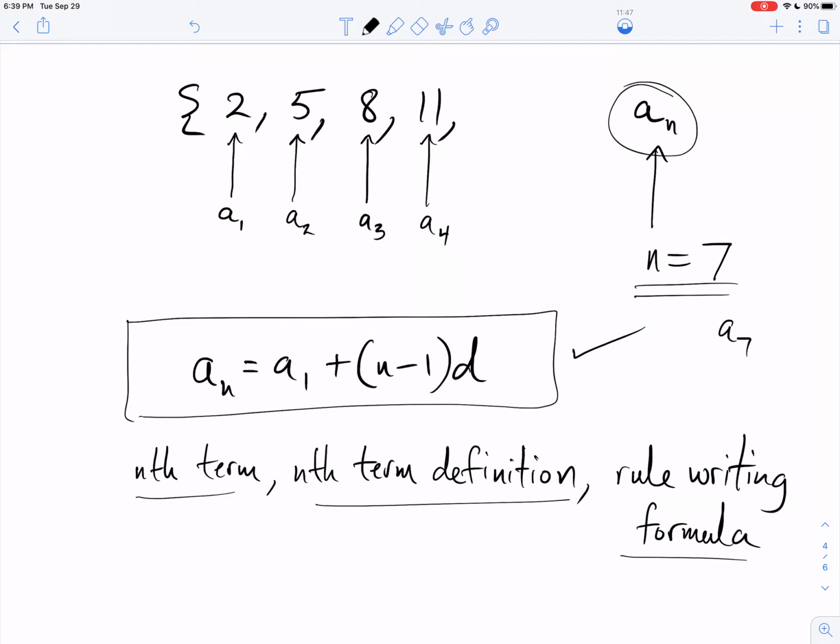Well, you go, well, that's not a big deal. I can count out 7 numbers and get it right. You totally could. That is true. But what if somebody said, I would like to know what the 100th number in that list is? Well, you better have a strategy then, because that's going to be extremely time-consuming. So, let me go back to this.